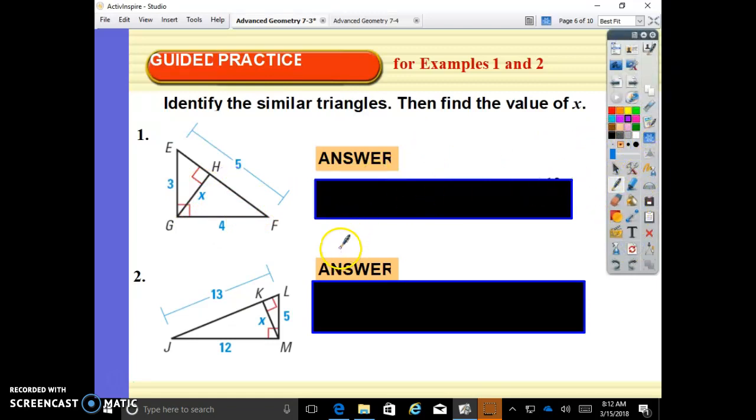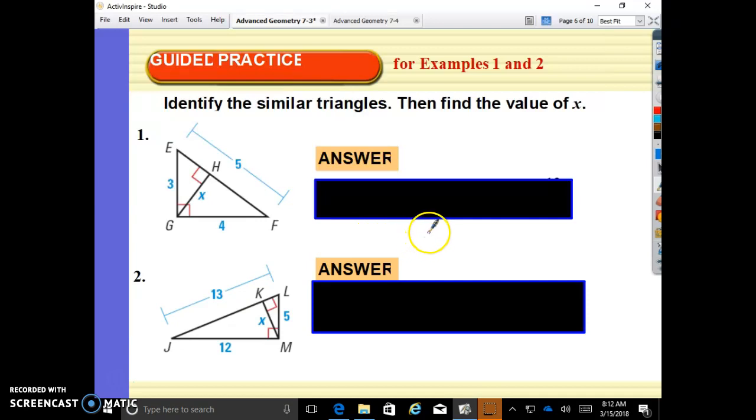All right, so on our next one, we can draw out the 3 shapes separately. So we have our small one, our medium, and our large. We have our right angles.